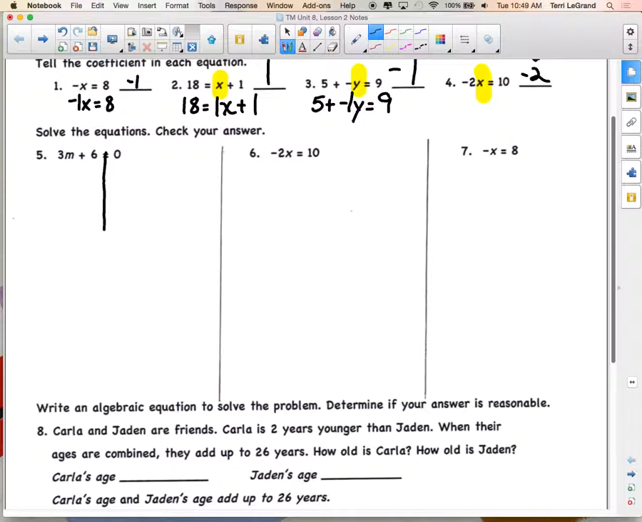I'm ready to do whatever I have to do on one side, I have to do on the other side. Caden, what do you want me to do? Add -6 to each side. Could you explain why we're going to add -6 to each side, Caden?